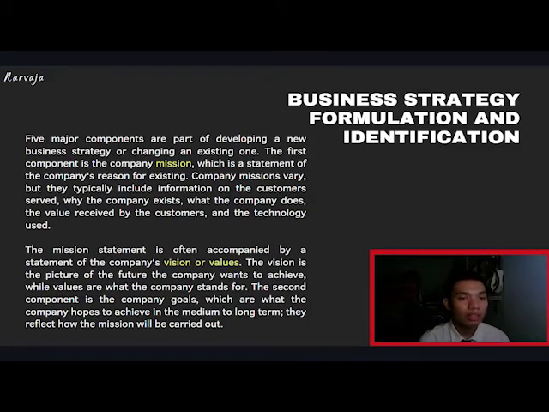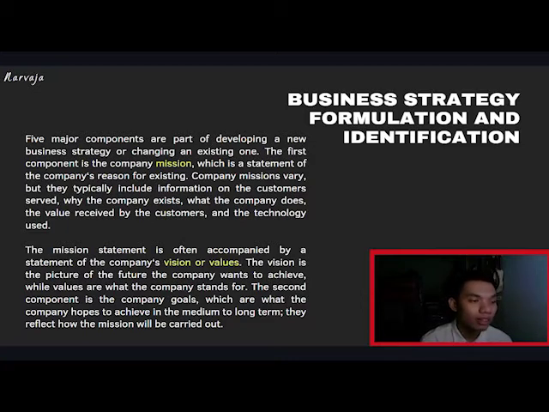Business strategy formulation and identification. Five major components are part of developing a new business strategy or changing an existing one. The first component is the company mission, which is a statement of the company's reason for existing.